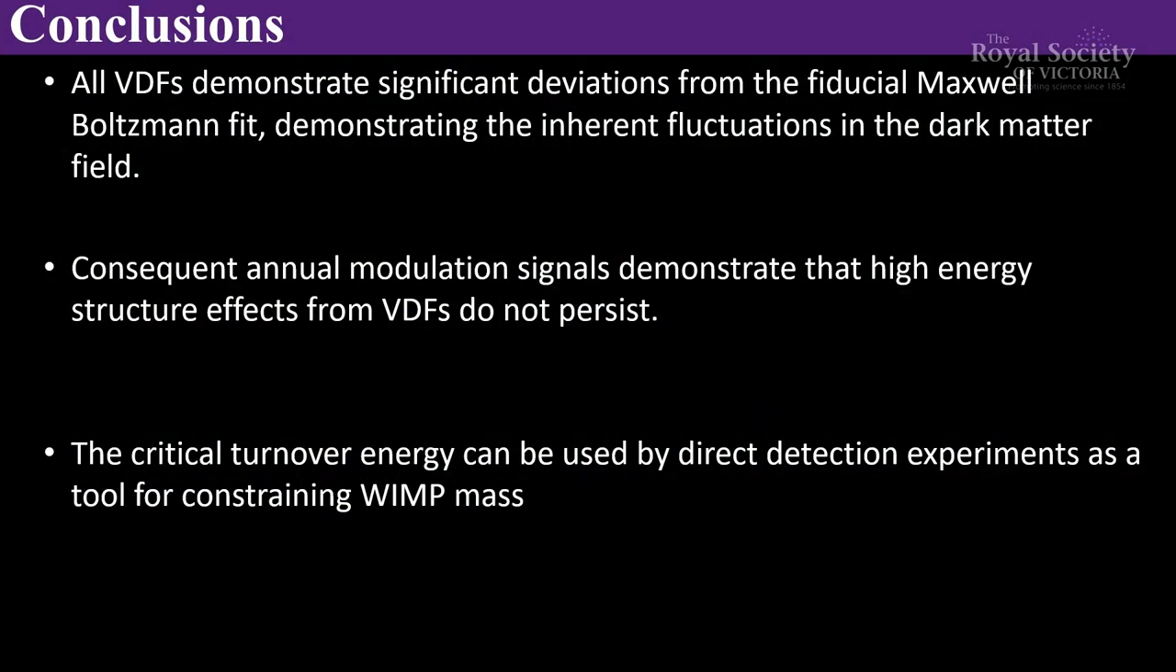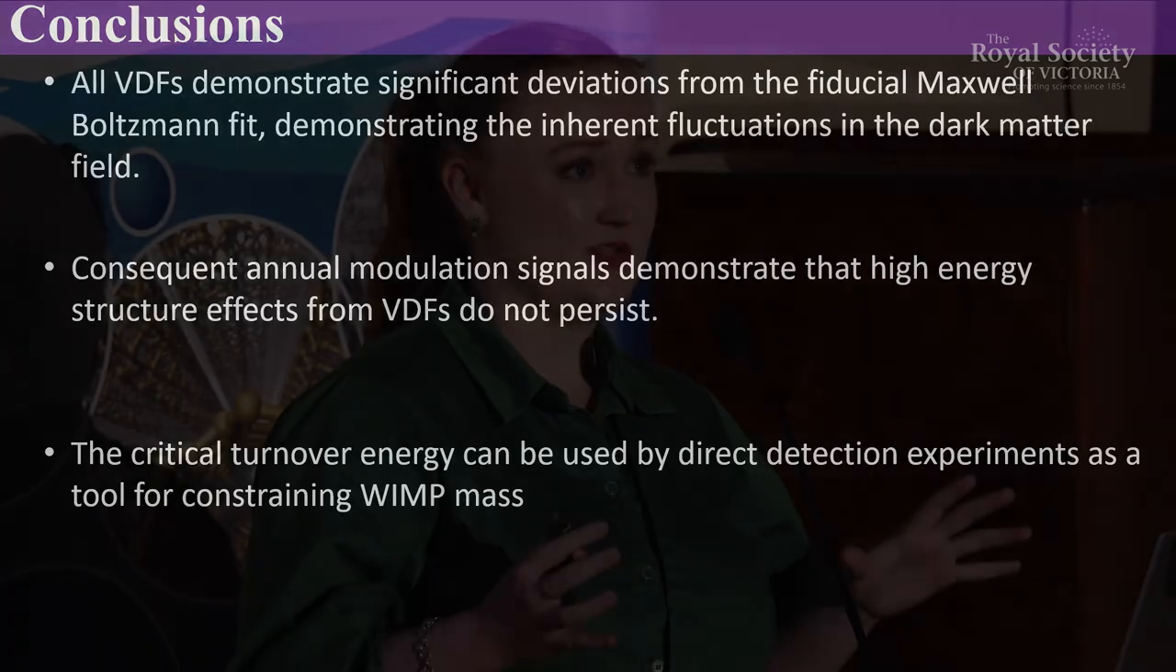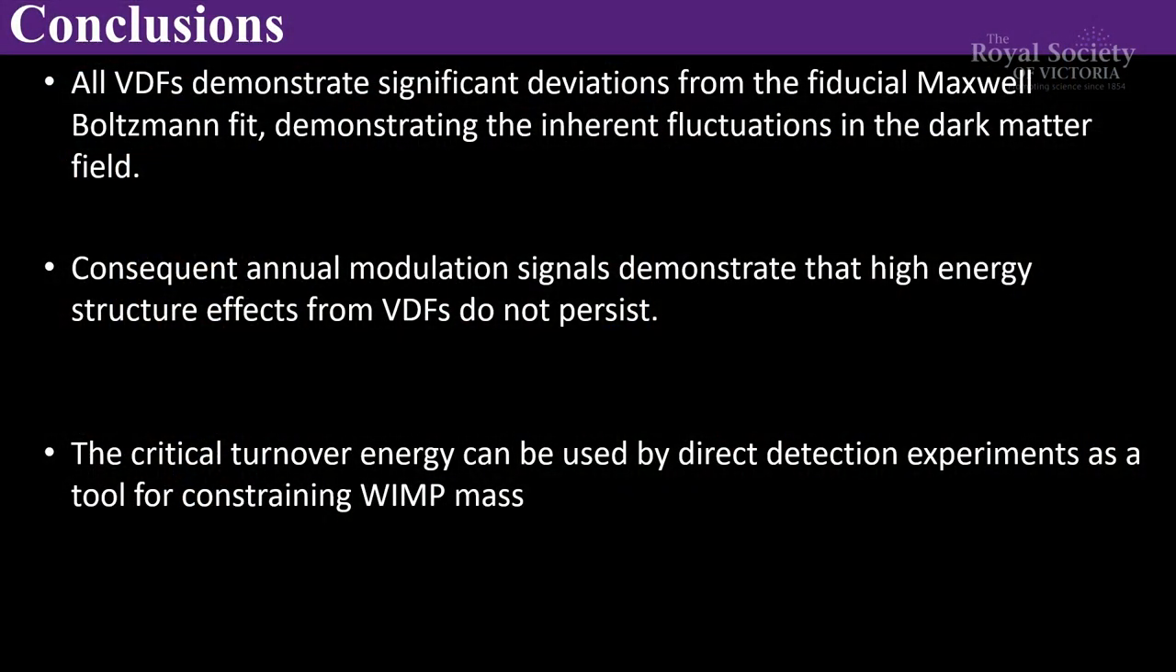So what we found during some of this thesis work was that all of our velocity distributions that came from our simulations demonstrated drastic deviations from our standard halo model, but that the predictions for the standard halo model and the predictions using the simulations didn't differ very much, so that messiness from the simulations and the velocities didn't propagate through. And that the critical turnover energy can be used by direct detection experiments as a tool to constrain WIMP dark matter.